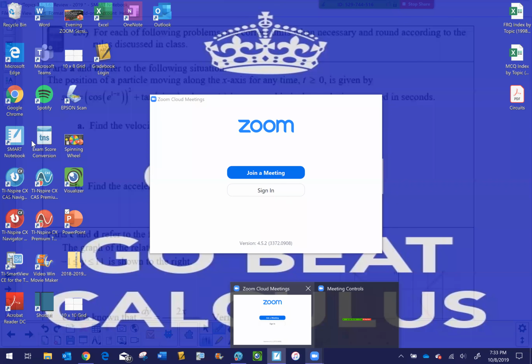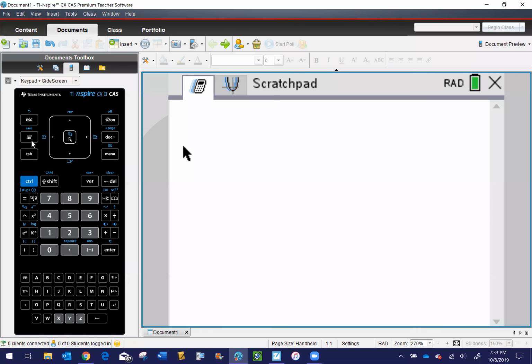Get my calculator fired up, ready to go here. So, trying to think the best way to do this. If I split screens, I can't really do that very well. So we'll figure this out. I think I'll just do it like this for the time being, and then we'll just move this back and forth as we need it.